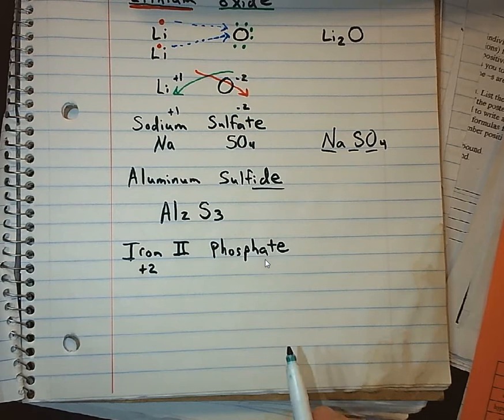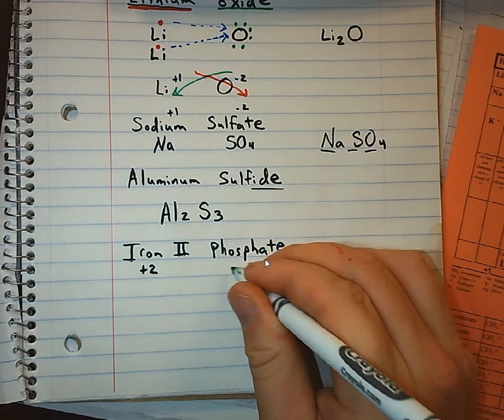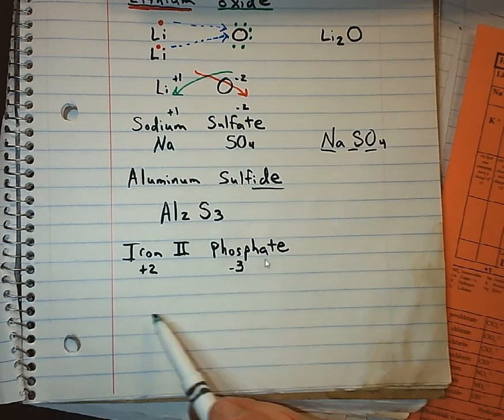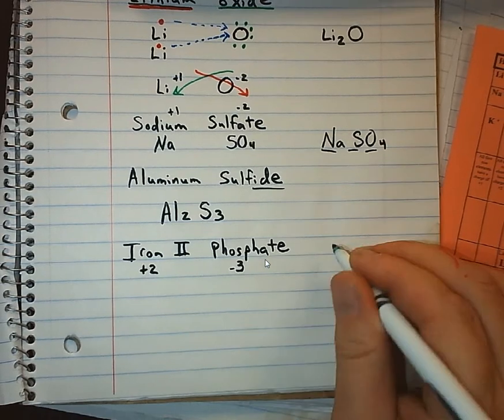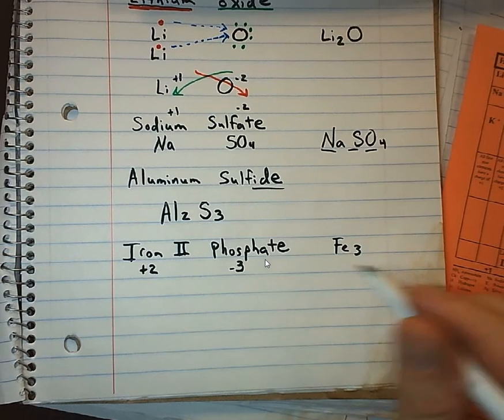Phosphate, go ahead, find that on your periodic table. Phosphate has a charge of -3. Okay, same thing, these don't match up. So the formula would be Fe3. Phosphate is a PO4.